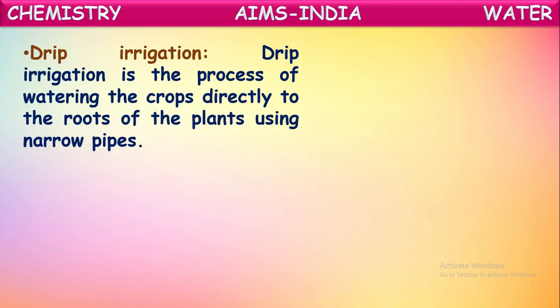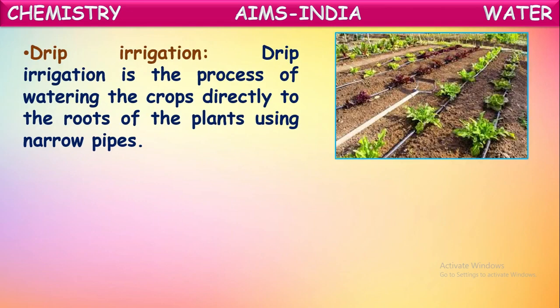One more method, drip irrigation. We see in agriculture that a large amount of water is used for cultivation, isn't it? So there, to reduce the usage or wastage of water in agriculture, nowadays people are following this drip irrigation method. In that they use small pipes, long pipes through the crops.